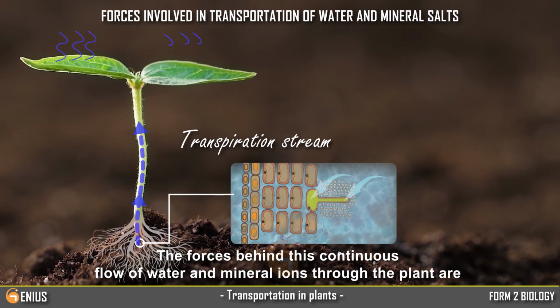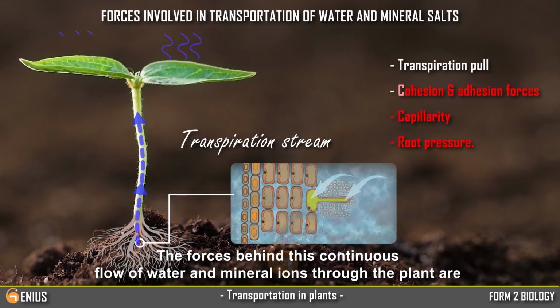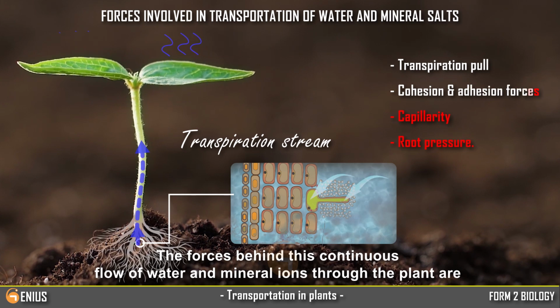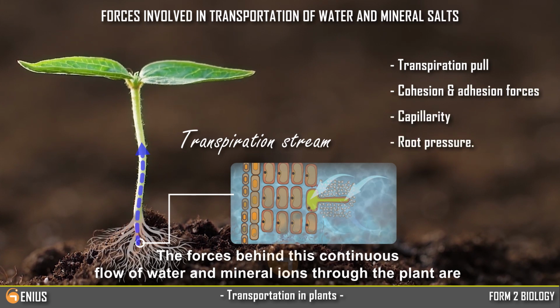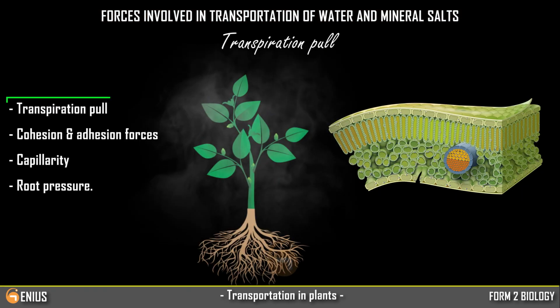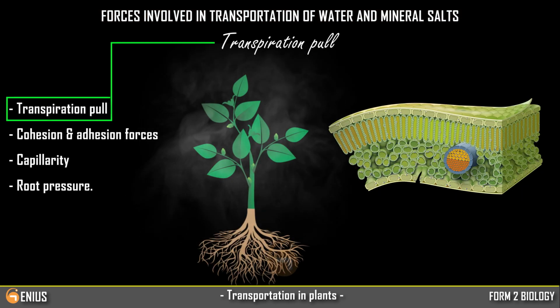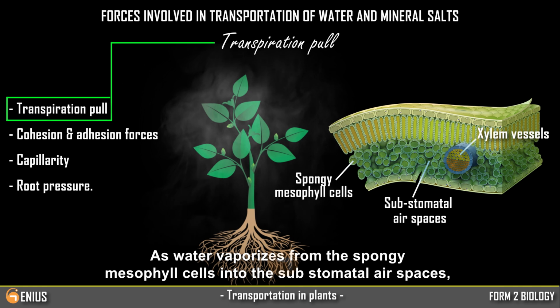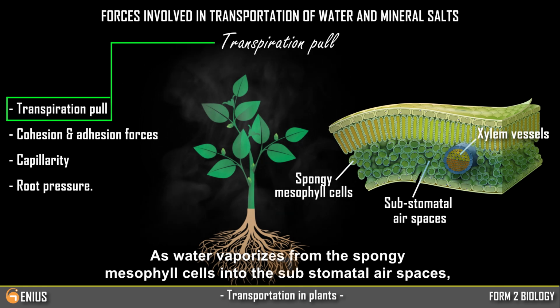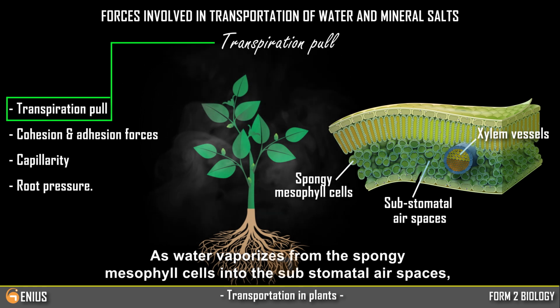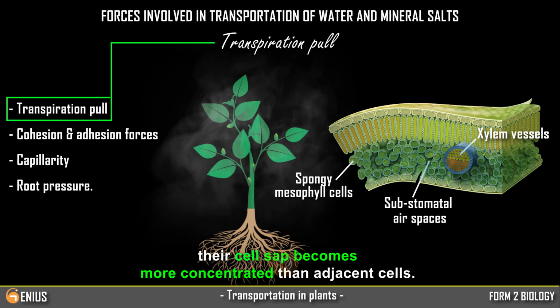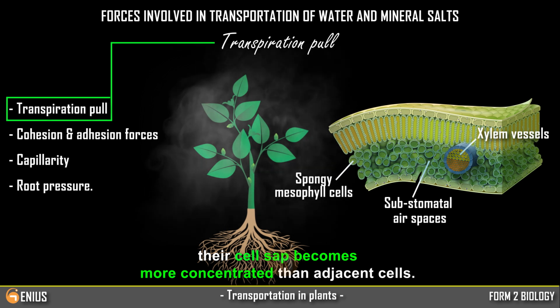The forces behind this continuous flow of water and mineral ions through the plant are: transpiration pull, cohesion and adhesion forces, capillarity and root pressure. Transpiration pull. As water vaporizes from the spongy mesophyll cells into the substomatal air spaces, their cell sap becomes more concentrated than adjacent cells.